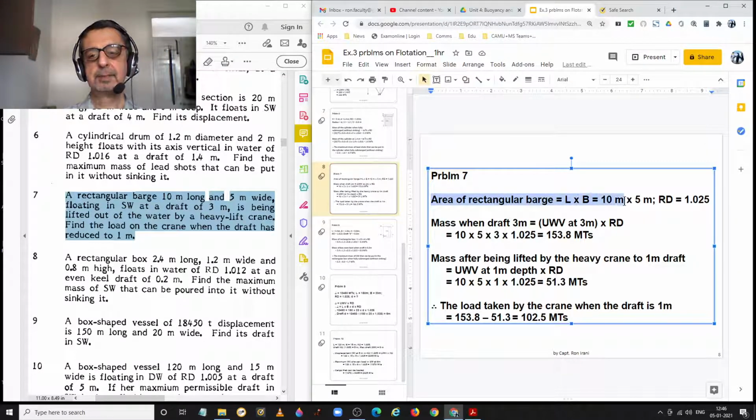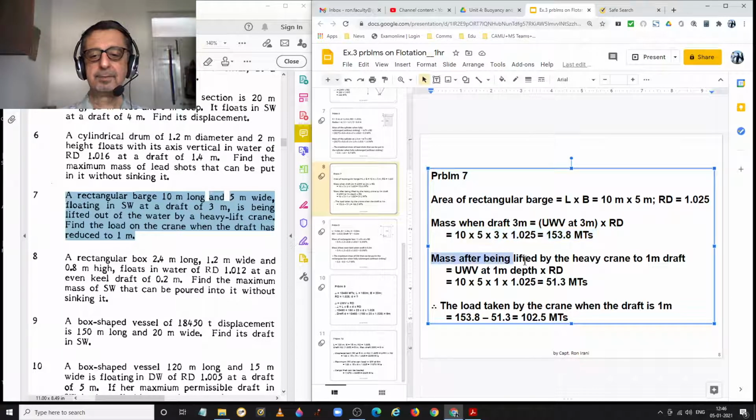The problem states the area of the rectangular barge is equal to length into breadth, that is 10 by 5, and RD is 1.025. The mass of the barge, or the displacement of the barge when floating at a draft of 3 meters, is underwater volume at 3 meters multiplied by RD. Underwater volume being length into breadth into draft multiplied by RD, and that gives us 153.8 metric tons.